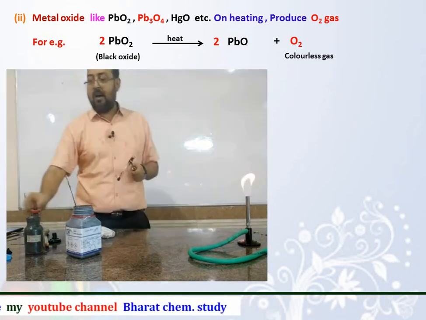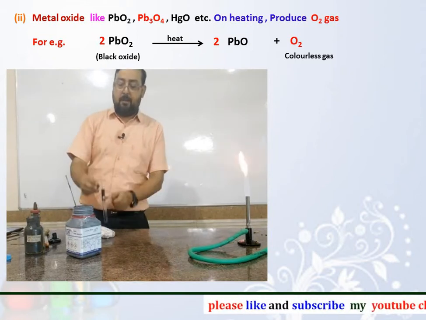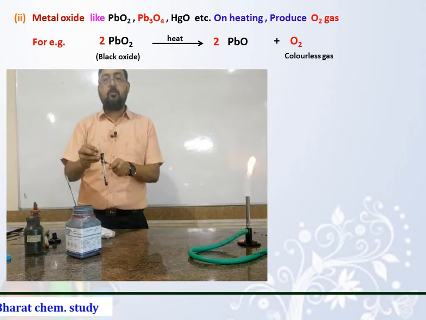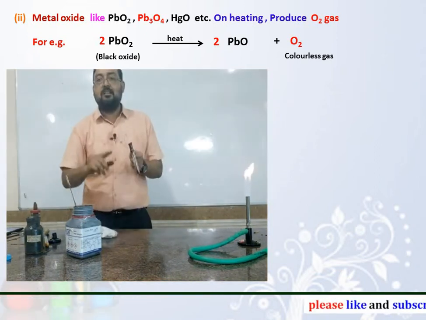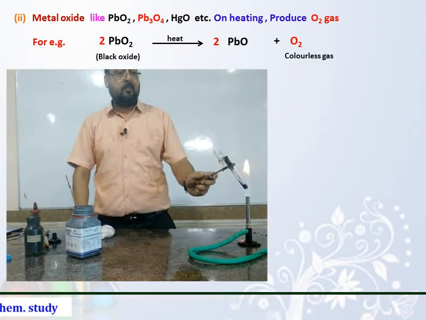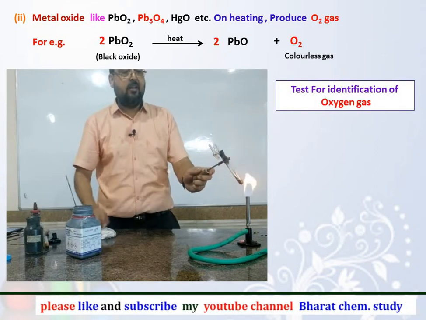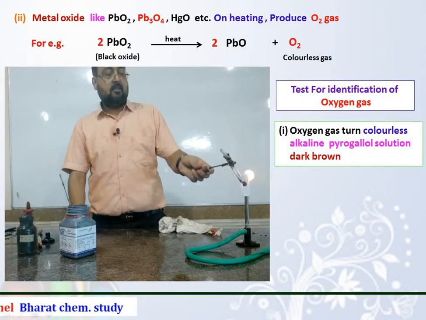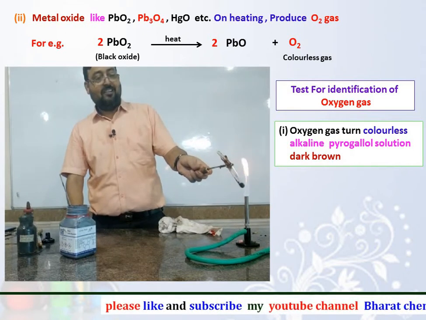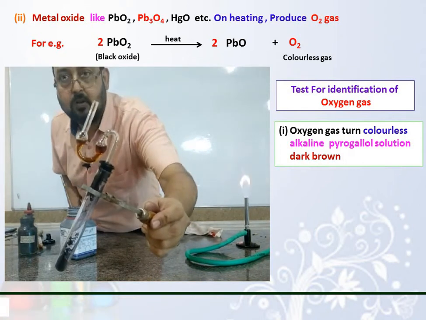So to solve this problem, I take alkaline colorless pyrogallol solution, and if bubbles are forming in this solution, that means some gas is forming, and if the color of this solution changes, that means this is oxygen gas. So let's start heating. Now see that bubbles are forming, that means some gas is forming on heating PbO2. Now see that the color of this colorless pyrogallol solution changes to brown. This shows that the gas which is forming is oxygen gas.